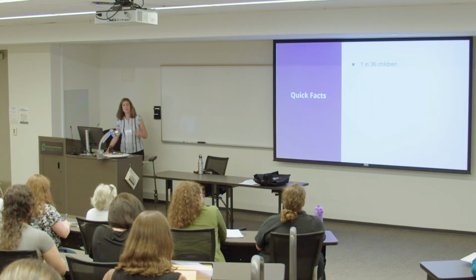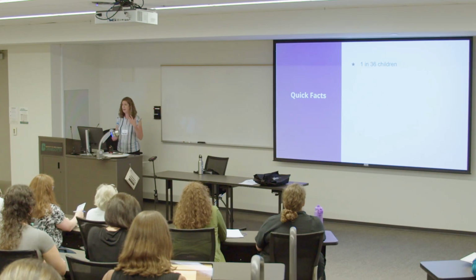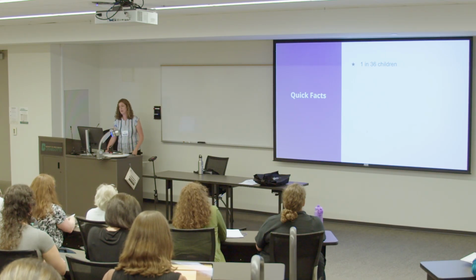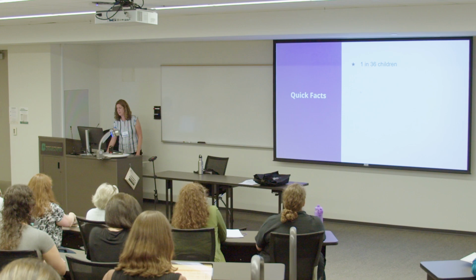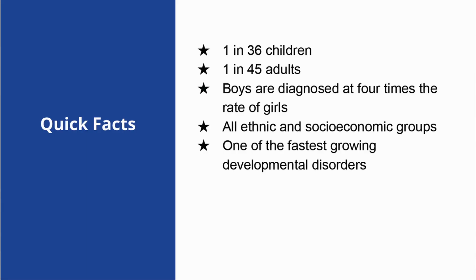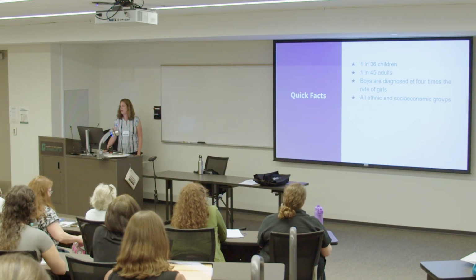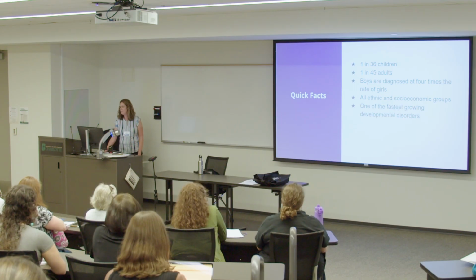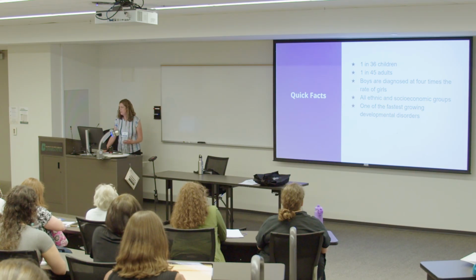So some quick facts. If you're at a public library, school library, academic, most likely you're going to have patrons and coworkers that may be on the autism spectrum. So it's 1 in 36 children, 1 in 45 adults. Boys are diagnosed at 4 times the rate of girls. There's still some debate about why that is. It could be how the diagnostic criteria is written. It could be lots of things. It's unclear whether it's a gender issue or a diagnostic issue. All ethnic and socioeconomic groups fall into this category, and it's one of the fastest growing developmental disorders. So this is something that all of us will encounter.